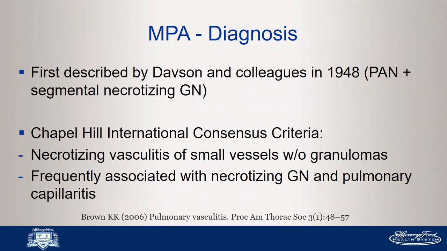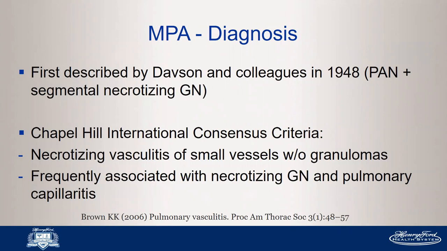So coming to microscopic polyangiitis, it was first described by Davson and colleagues in 1948. Essentially, the entity of PAN has been described well in the literature. What they described was a subset of patients with polyarteritis nodosa with segmental necrotizing glomerulonephritis.